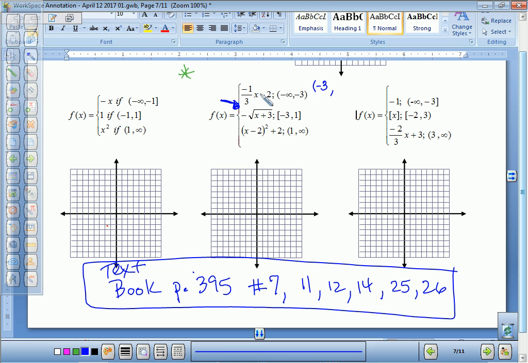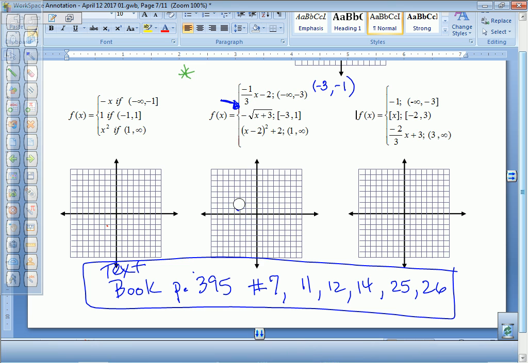If we plug in the -3, -1/3 times -3 is positive 1. 1 minus 2 is negative 1. So this ray has an endpoint at -3, negative 1. Would that be a closed dot or an open? Open, because it does not include the x value of negative 3. That's negative 1, isn't it? Hold on. Let me put it in the right spot instead of the wrong one. Okay, so it goes right here.